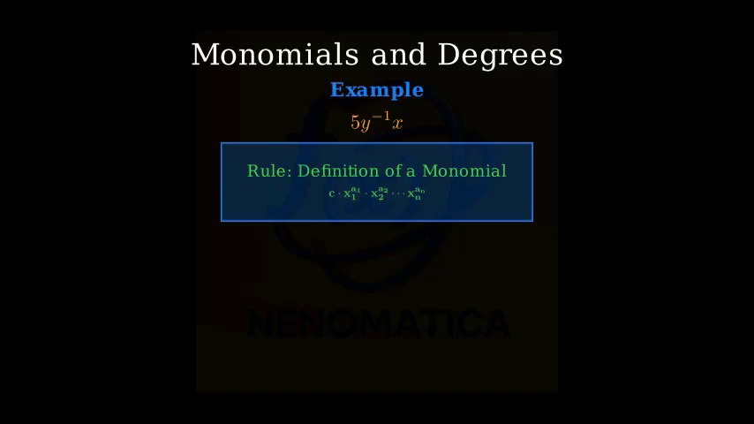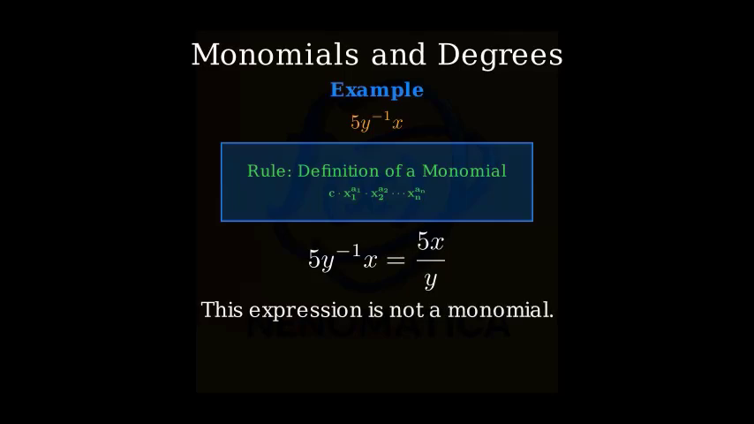Let's analyze our expression 5, y to the power of negative 1 times x. We can rewrite our expression to better understand it. 5y to the power of negative 1 times x equals 5x divided by y. Now we can see that this expression has a negative exponent for the variable y. Since monomials must have non-negative integer exponents, this expression is not a monomial. However, we can still identify the numerical coefficient and the degrees with respect to each variable.